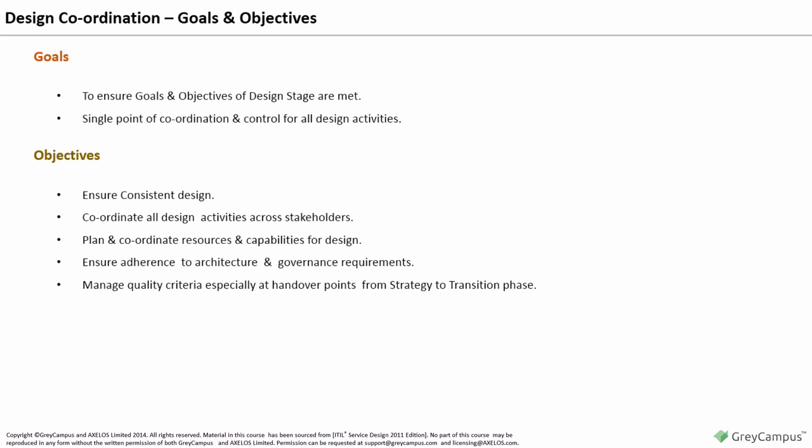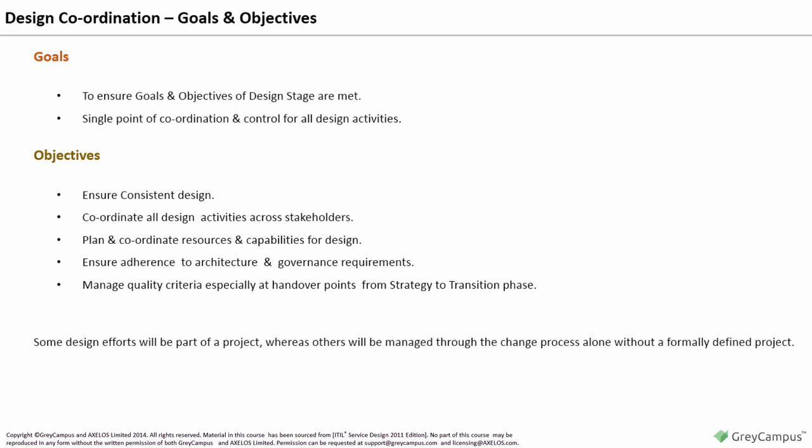The scope of the design coordination process includes all design activity, particularly all new or changed service solutions that are being designed for transition into or out of, in the case of a service retirement, the live environment. Some design efforts will be part of a project, whereas others will be managed through the change process alone without a formally defined project. Some design efforts will be extensive and complex, while others will be simple and swift. Not every design activity requires the same level of rigour to ensure success, so a significant number of design efforts will require little or no individual attention from the design coordination process.